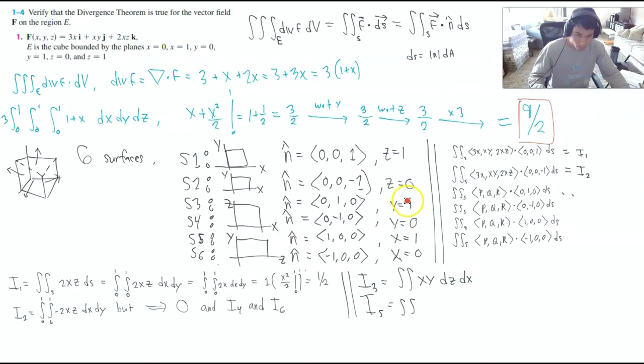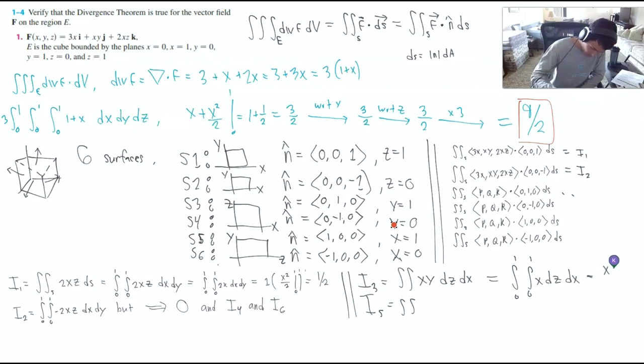Okay, and then we know that since it's a dz dx integral, y is equal to 1. So we know our integrals are from 1 to 0, 1 to 0. Y is equal to 1. So just x dz dx. Which means that, what is this? This is going to be x squared over 2. Right? And then we can write this one as 1/2. That's the answer.